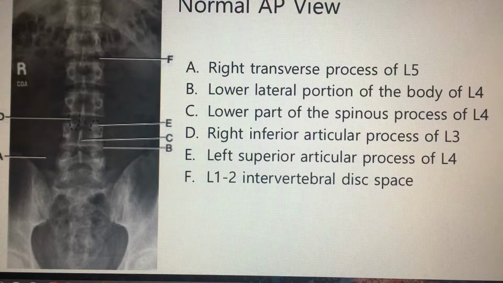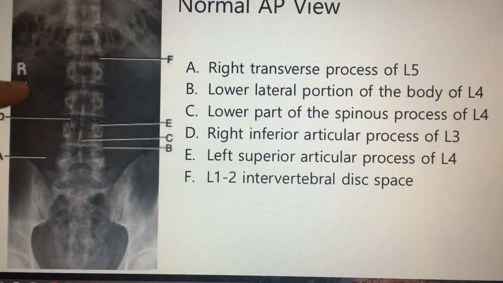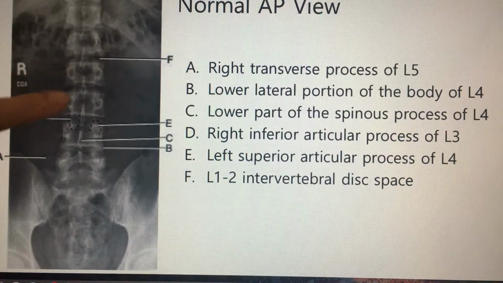If it is a real patient image, it should have patient information. This is the right side. We must know the names of structures in the normal image. There's a rib, 12 thoracic spine, and 1, 2, 3, 4, 5 lumbar spine.